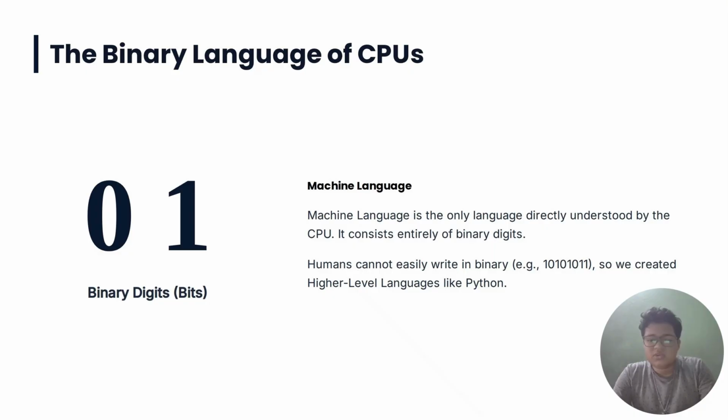Machine language is the only language that is directly understood by the CPU. As I already told, it consists entirely of binary digits, and binary digits means a combination of 0 and 1 only. It doesn't understand anything other than 0 and 1. Humans cannot easily write in binary, so we create higher level languages like Python, which we will be learning further.